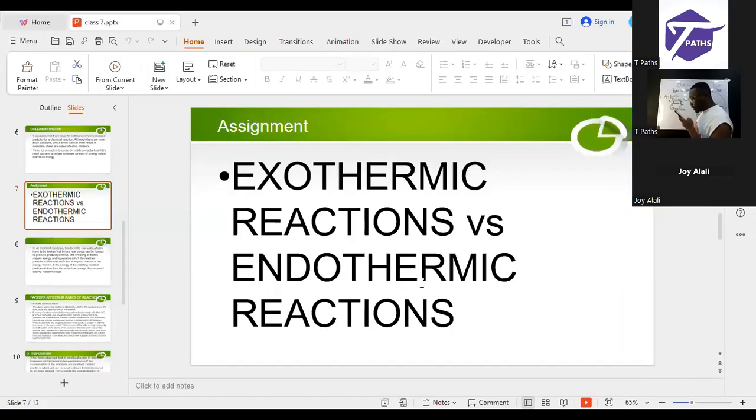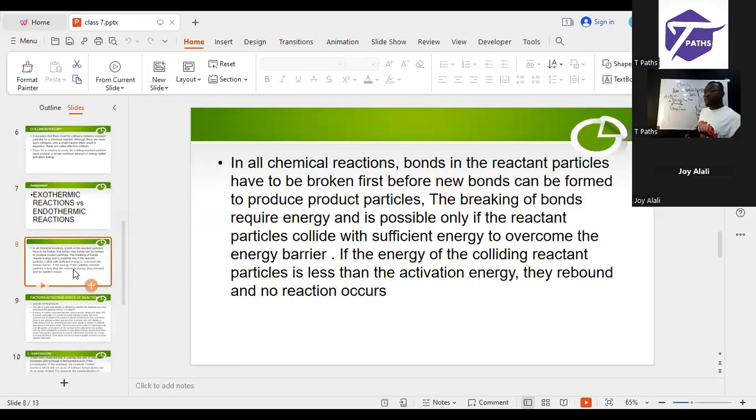The next thing to consider here is that, fine, these particles collide with one another, but we need to note how and why this reaction takes place. We need to also note what is going on, and what is going on is that bonds break and bonds form. When that happens, we see that the reaction will take place. So when bonds are broken, bonds are formed simultaneously in a reaction. And when that happens, you say that my product has been formed.